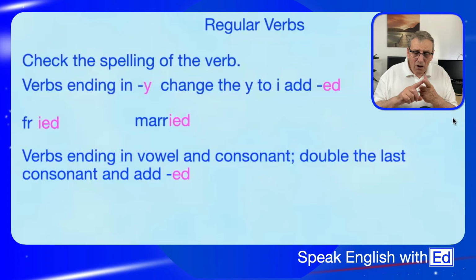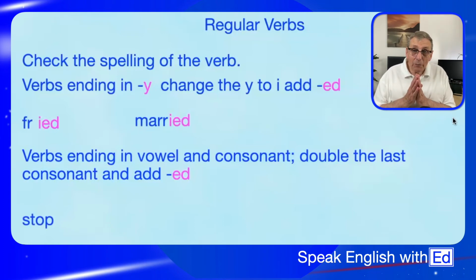Remember this. What you do here is you take the last consonant. So the last two letters are a vowel and a consonant. A vowel and a consonant. And then you must double this consonant. Double it means to put another one of the same there. You put another one of the same, and then you add ed. Let me show you in an example here.